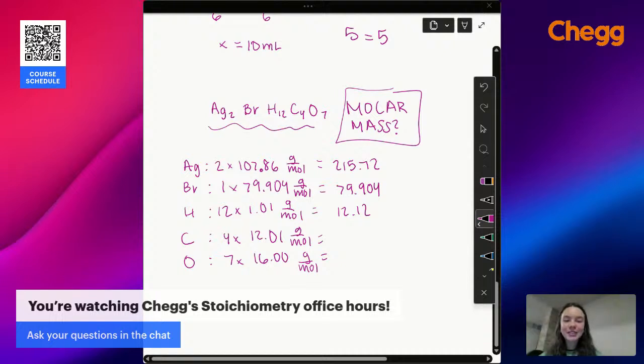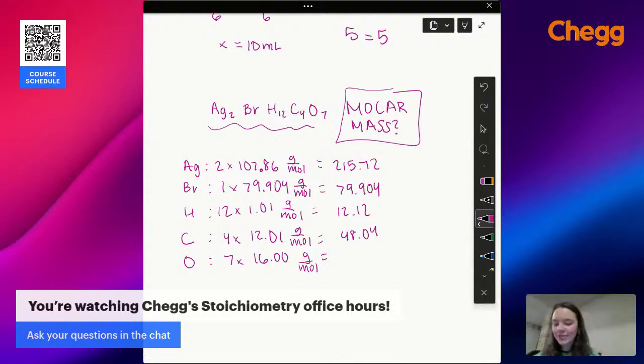5, 4, 3, 2, 1. 48.04. And that fifth one, y'all got 5 seconds. 5, 4, 3, 2, 1. 112. And our last step. Does anybody know what we need to do last? If you said add, you are absolutely correct. I'm going to give y'all about 30 seconds to add all of that up. It's a lot of numbers.